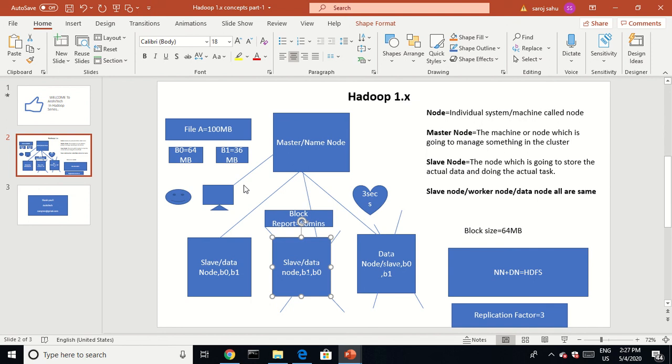So this is all about today's session. We will have a very thorough discussion of the concepts one by one: what is metadata, how it is stored, and what will happen if my name node goes down. All those things we'll discuss one by one. The complexity will increase as we go further in the classes. So this is a little bit about the Hadoop concept, and we'll discuss more in our next video.